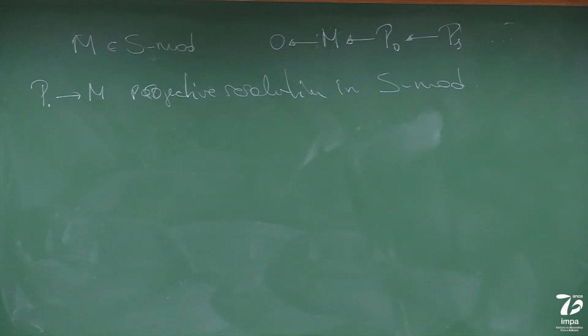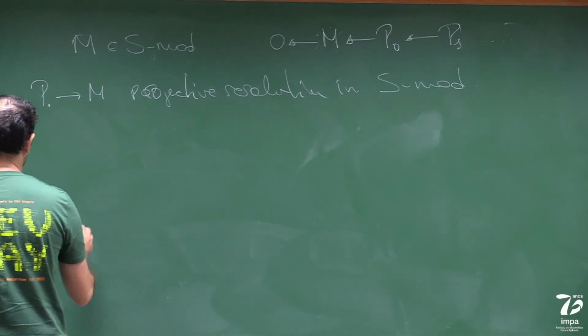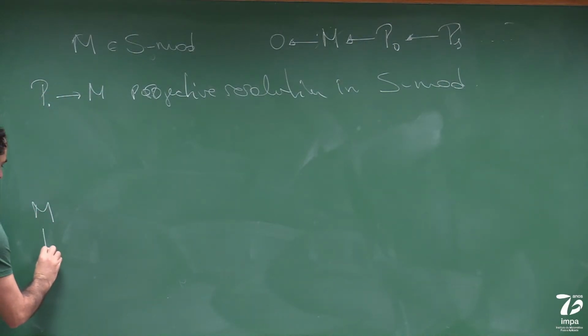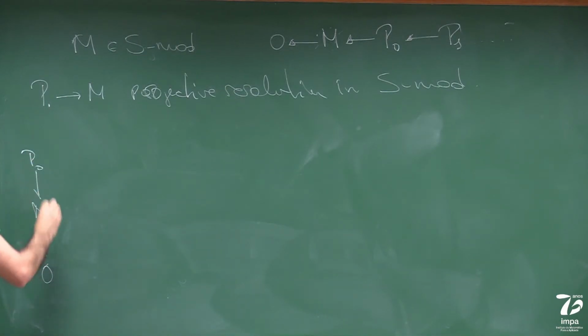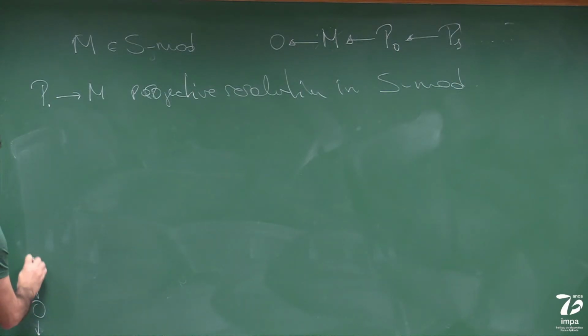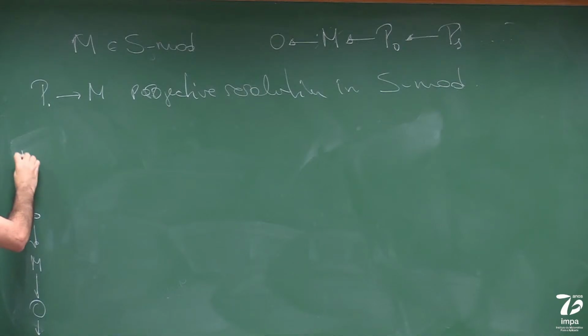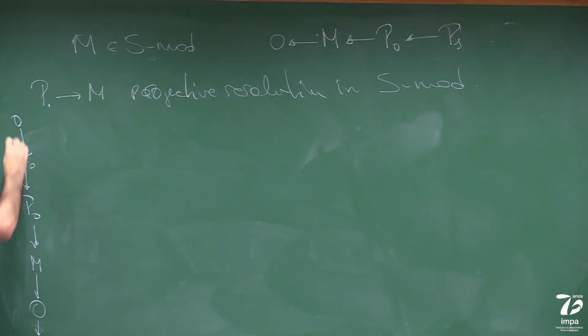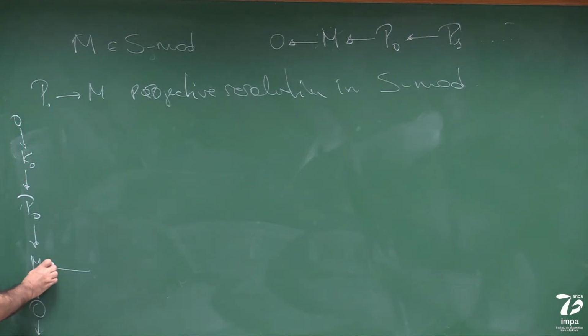And of course, those may not be projective as R modules. Okay, so let's look at this. So let's look at 0, M, P0, and let's take the kernel. Let's define K0 to be just the kernel of that. So this is an exact sequence in the category of S modules. Let's view them as R modules and just pick any resolution here in the category of R modules. But a projective resolution of M as an R module.